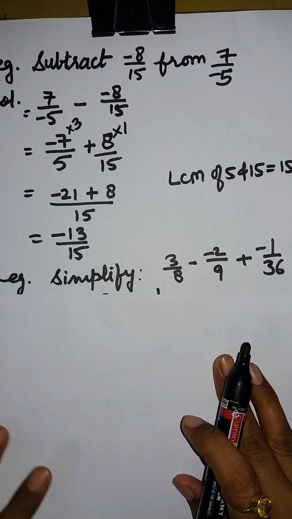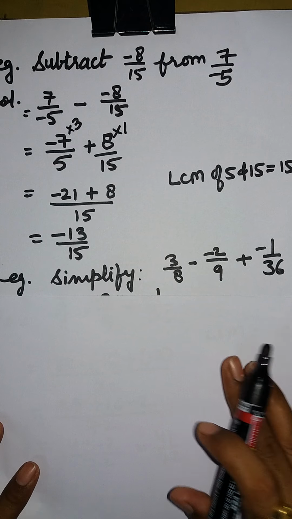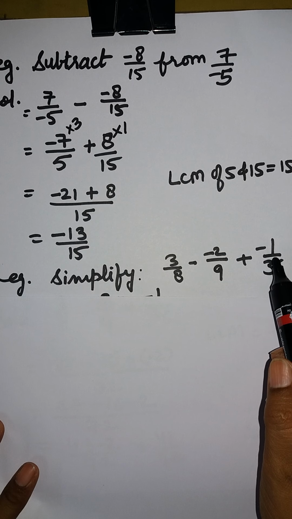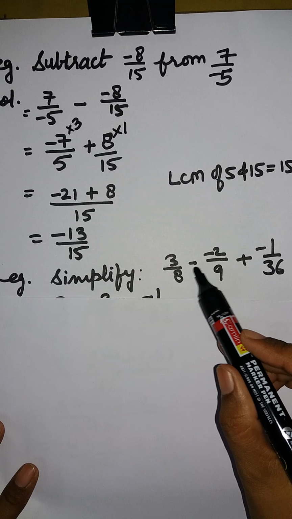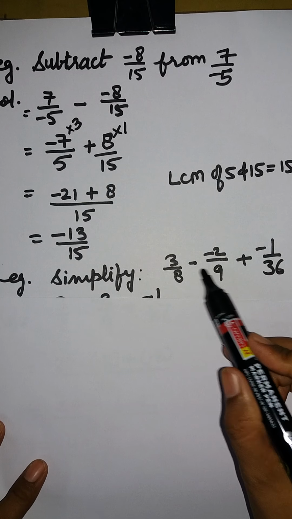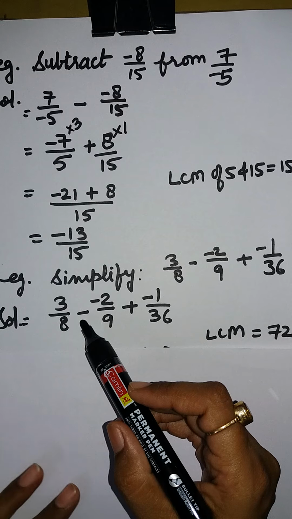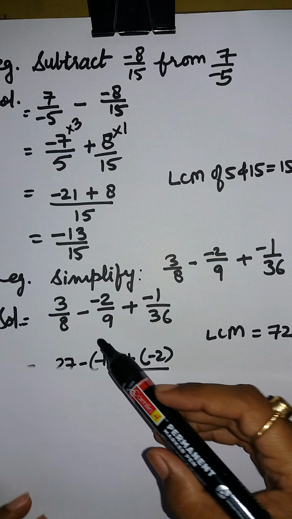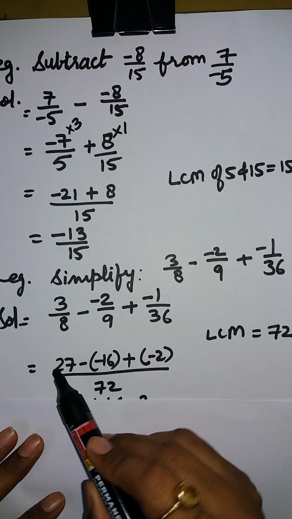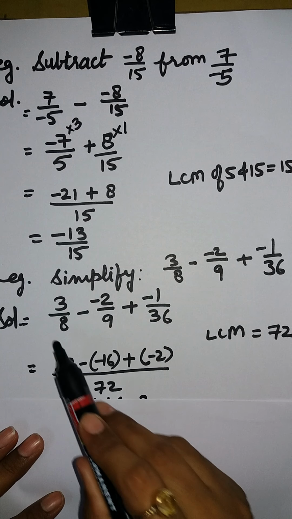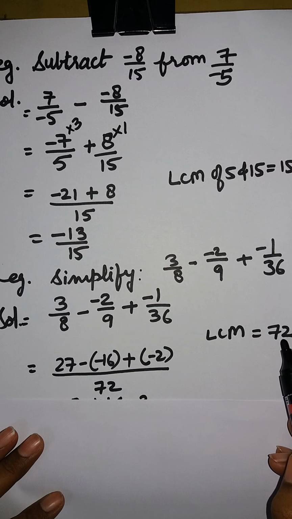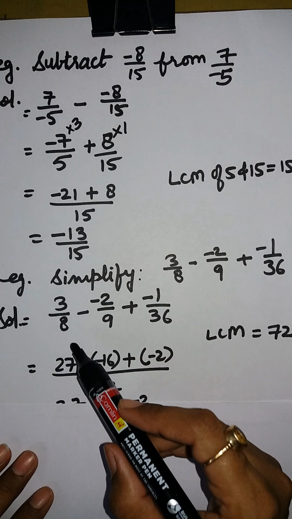Taking one more example, the last example, we will simplify these three rational numbers where we have the operation of negative and minus sign and plus sign also. So we write them in this format, and then we simplify it in this way, and we can write down, taking the LCM of 8, 9 and 36. The LCM is 72. You know how to find it out.